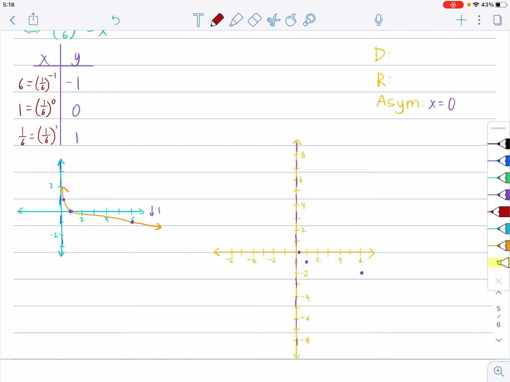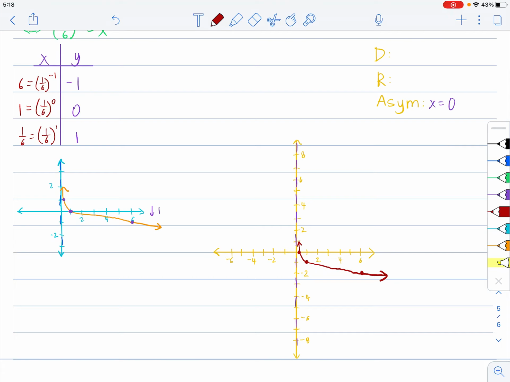And I guess I should have done this in a different color, or it probably doesn't matter. Let me try that again. It's supposed to be a curve, not a line. Okay. And this is my graph this time.